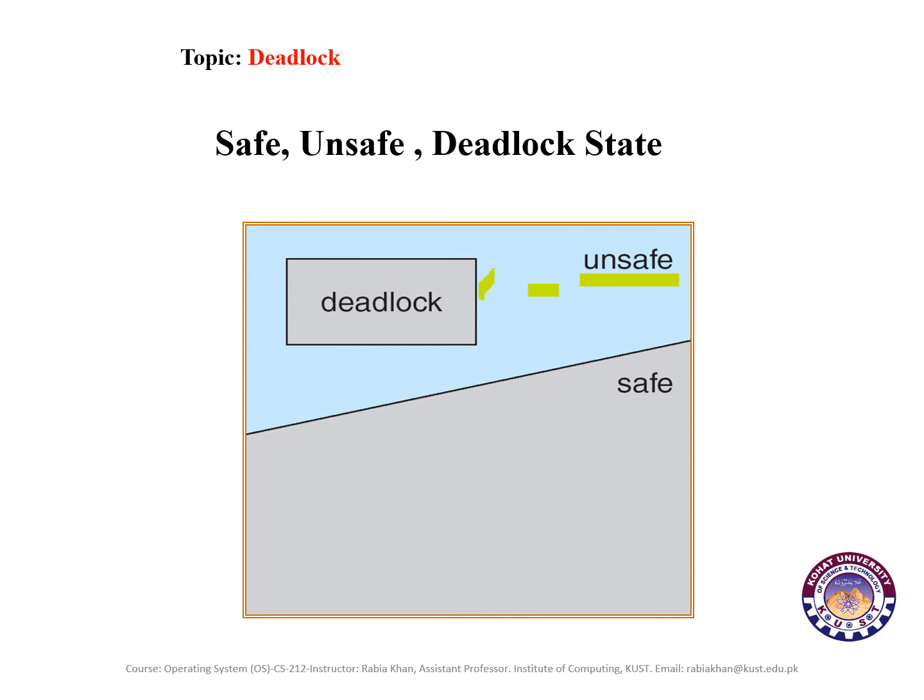Here you can see I have drawn it in a rectangle. That means there is a possibility; it may happen or it may not happen. But if your system is in a safe state, there is no possibility of deadlock. Your system is deadlock free if it is in a safe state.